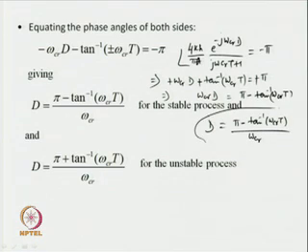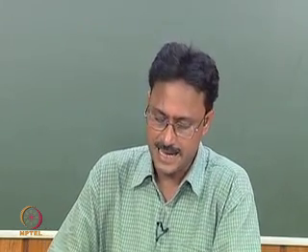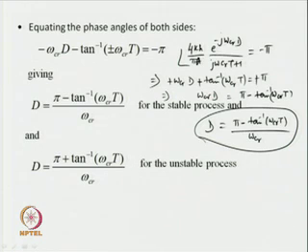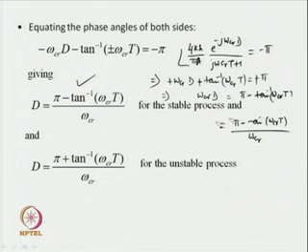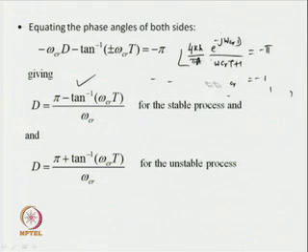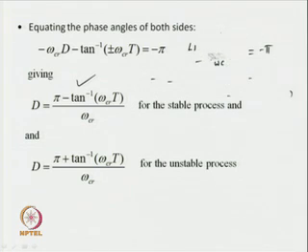So, this is how we get the expression for the second unknown parameter in the transfer function model of a stable process dynamics, the time delay d, d = (π - tan⁻¹(ω_cr T))/ω_cr. Extending the similar analysis for the unstable process now, we can get the expression for d.